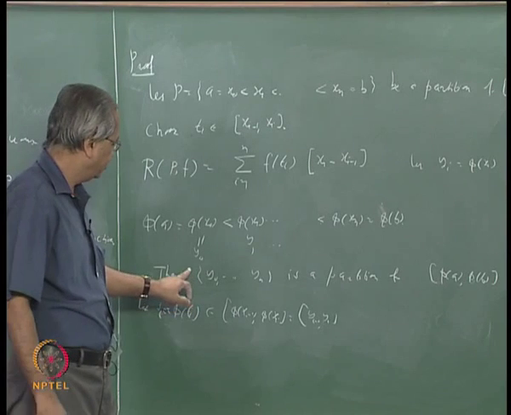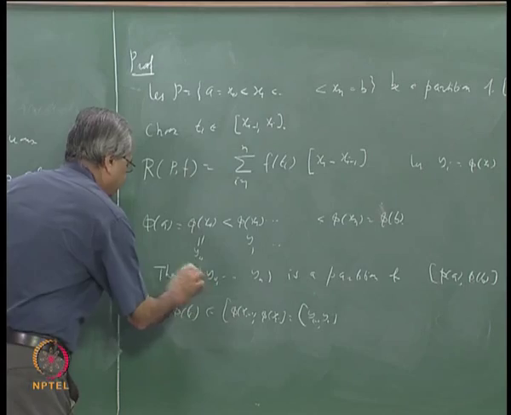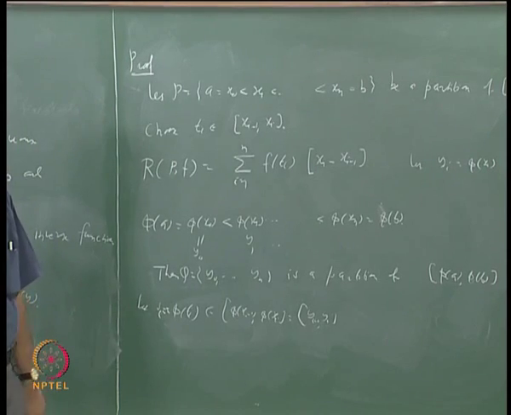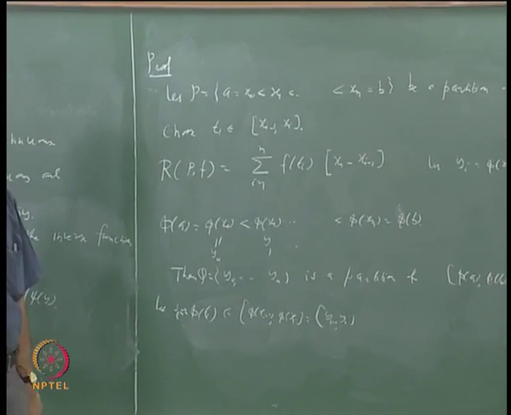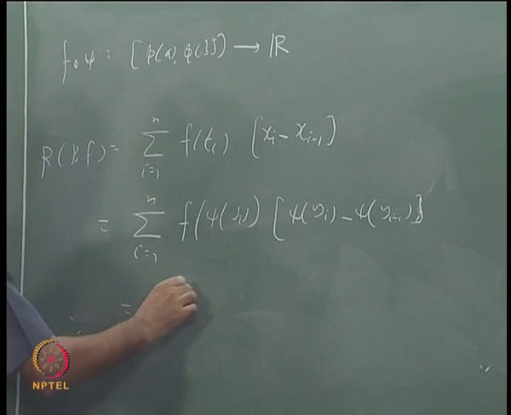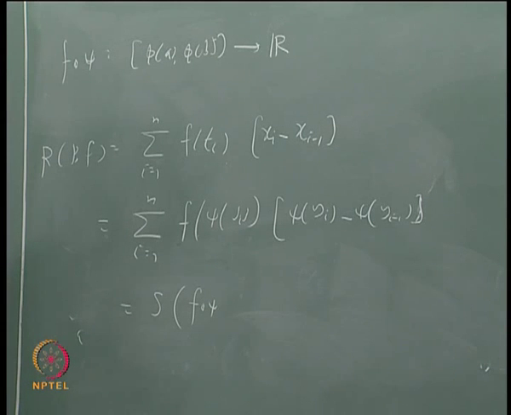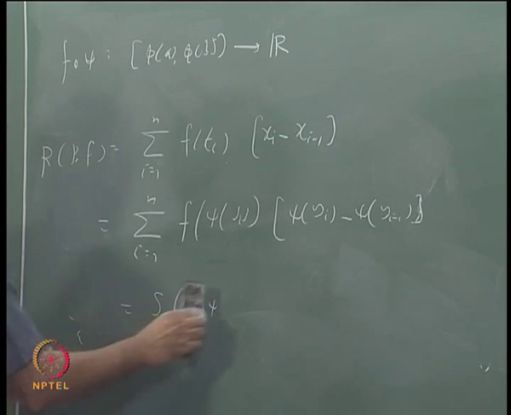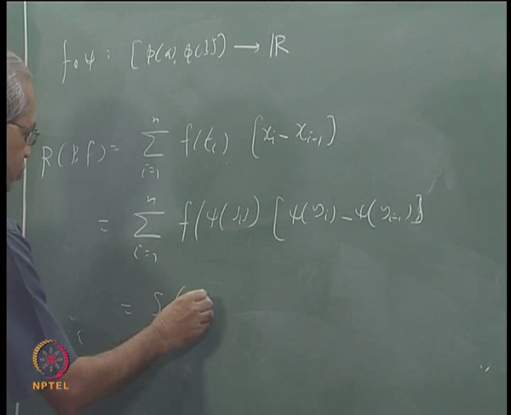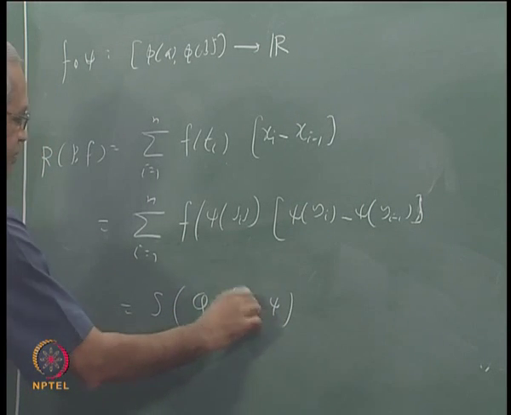Again we have not given any name to this partition, so let us give it one now. Suppose I call this partition Q. Then this is nothing but the Riemann-Stieltjes sum of f composed with psi with respect to psi, for the partition Q.